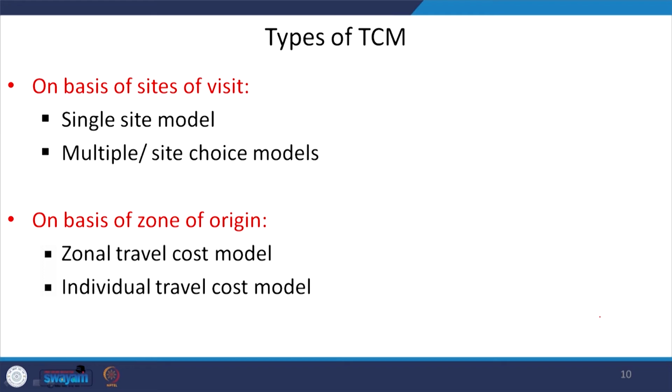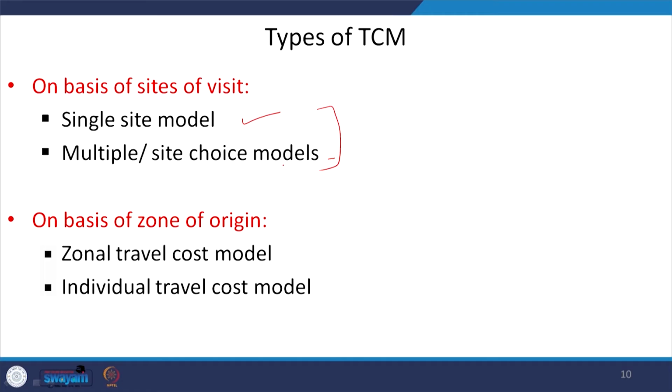When you are talking about the travel cost methods based on the sites of visits, we can analyze the travel cost method in terms of the single site model, that is, whether the visitors are paying a visit to a particular site or there are so many alternative sites existing. And the second one is multiple sites or alternative sites, where the choice is available and the visitors may choose which site to visit. Based on this understanding, we can have our travel cost model framework.